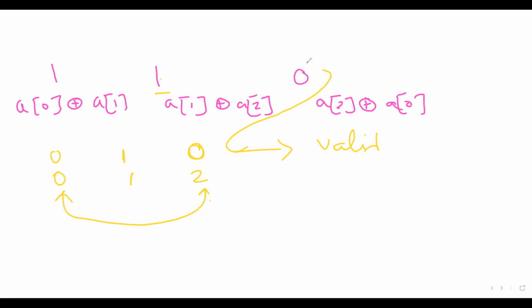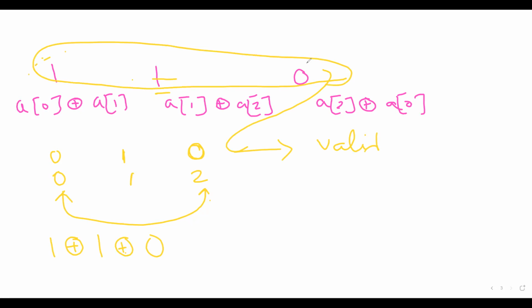And the formula we derived, let's see if we can verify it. 1 XOR 1 XOR 0. This was our formula, that we will XOR the entire derived array. If we get 0, then it's valid. If we get 1, it's not valid. XOR of 1 and 1 is 0, and 0 XOR 0 is 0, so therefore 0 means valid.